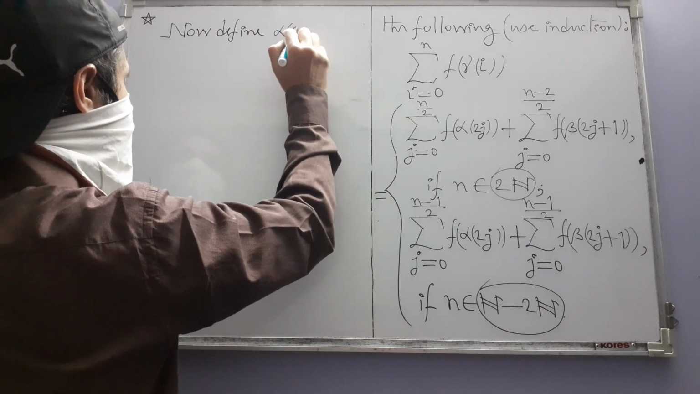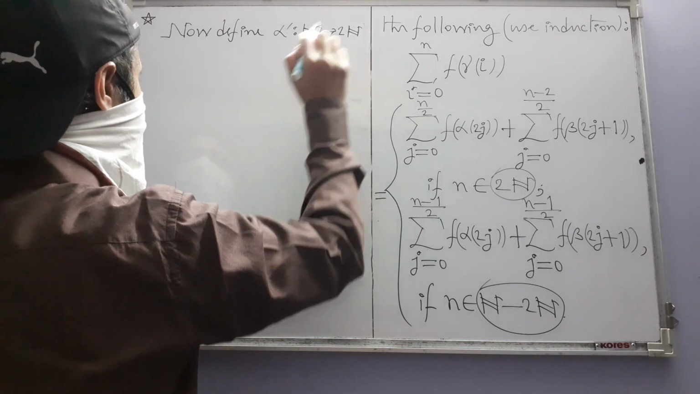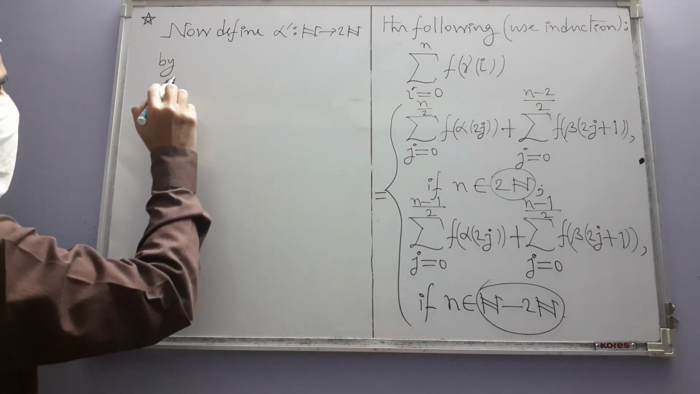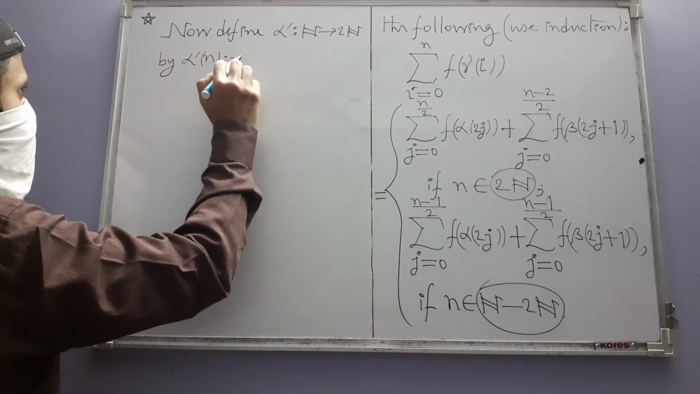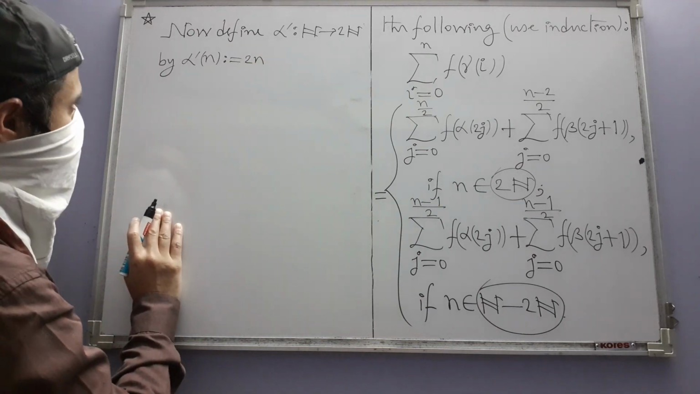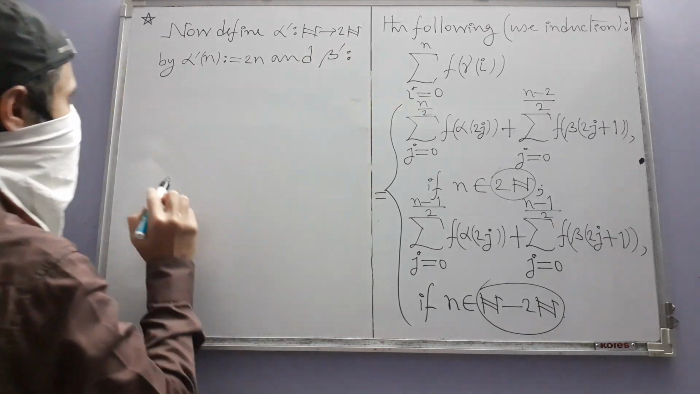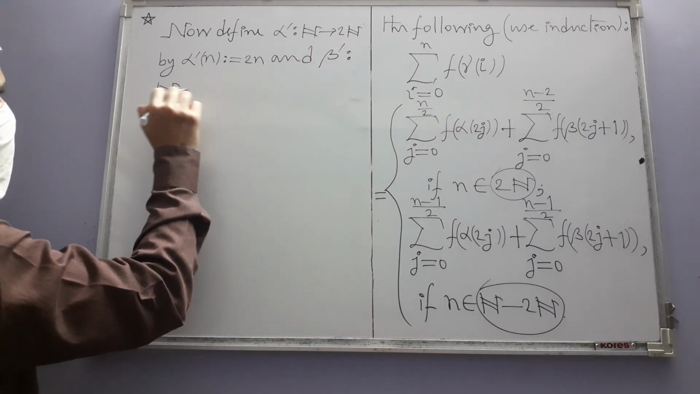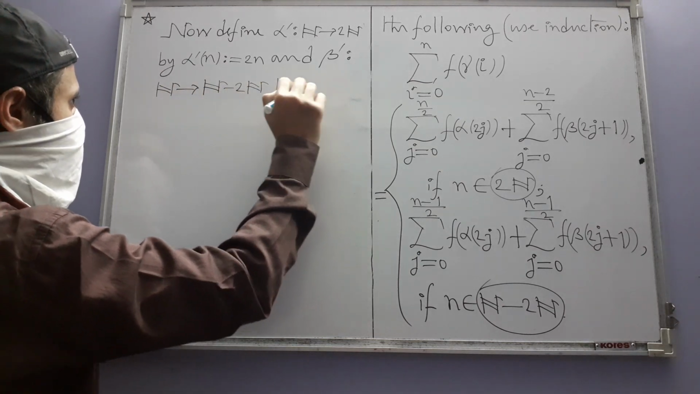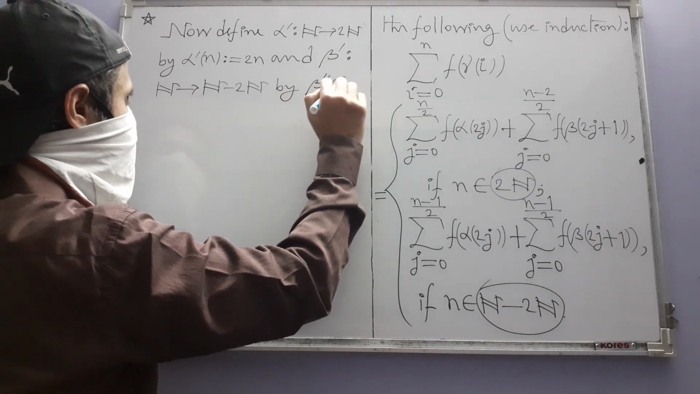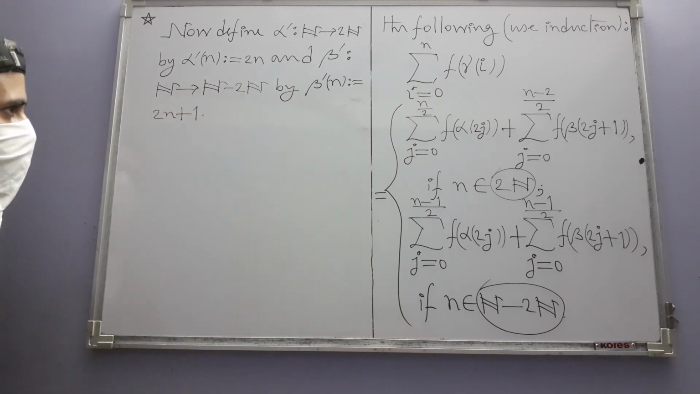Now define alpha prime from n into 2n by alpha prime of n equal to 2n, and beta prime from n into the set of all odd natural numbers by beta prime of n equal to 2n plus 1.